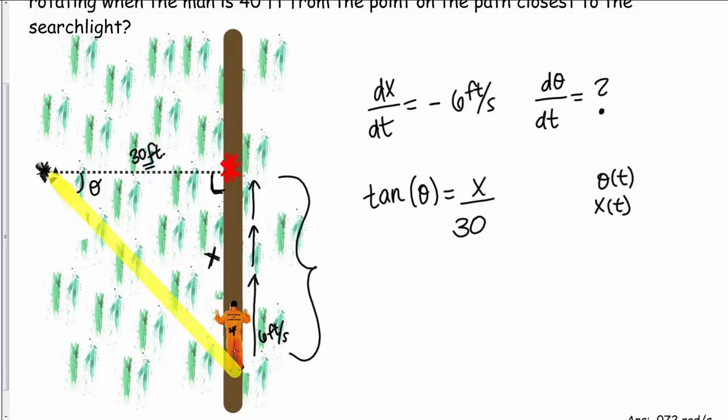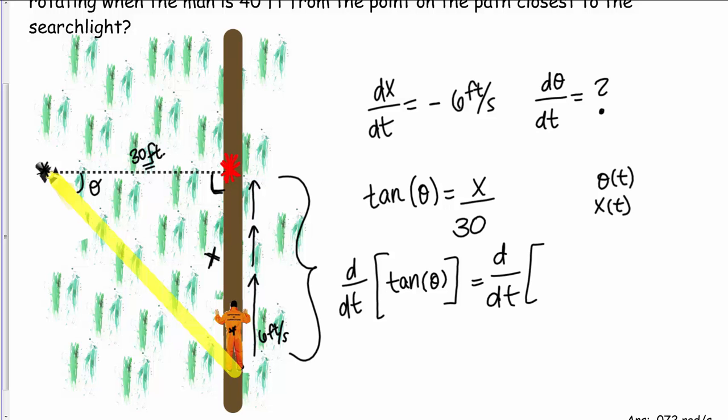So let's start on the left-hand side. I need to take the derivative of the tangent of theta. Okay? So actually, first of all, to remind you that we're taking the derivative with respect to time, let me just write d/dt of both sides. So d/dt of tan theta equals d/dt of x over 30. So I'm taking the derivative with respect to time of both sides.